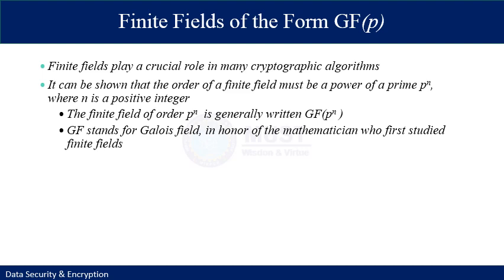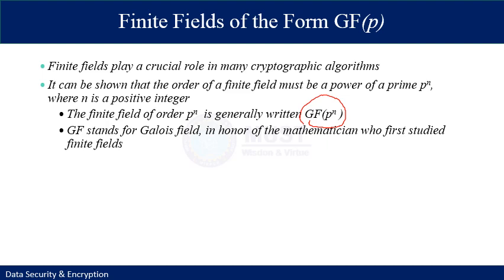Finite fields play a crucial role in many cryptographic algorithms such as the Advanced Encryption Standard, and it can be shown that the order of a finite field must be a power of a prime number, p raised to power n, where n is a positive integer. So the finite field of order p raised to power n is generally written as GF(p^n). GF stands for Galois field, in honor of the mathematician who first studied finite fields.